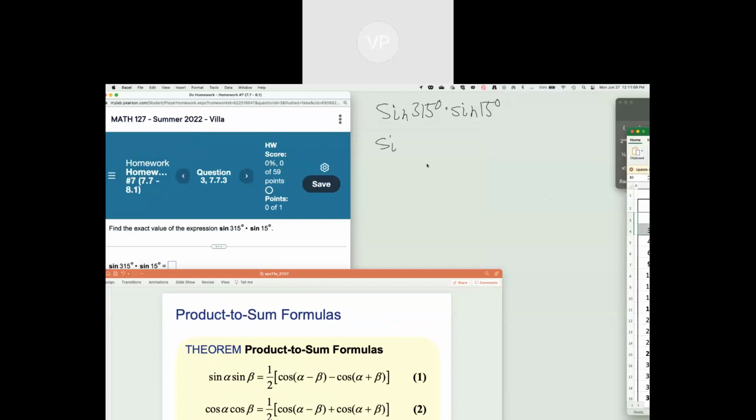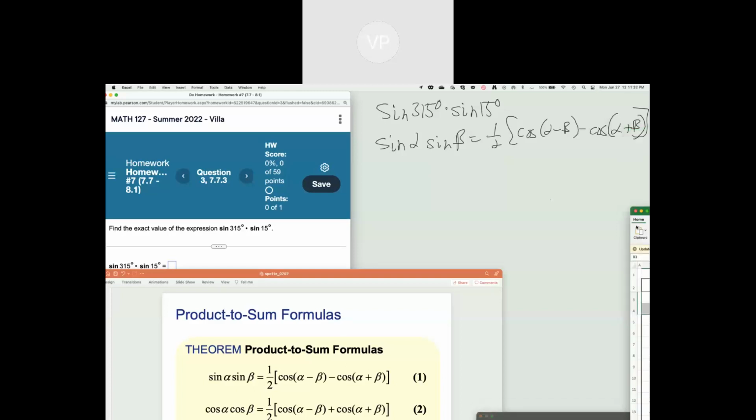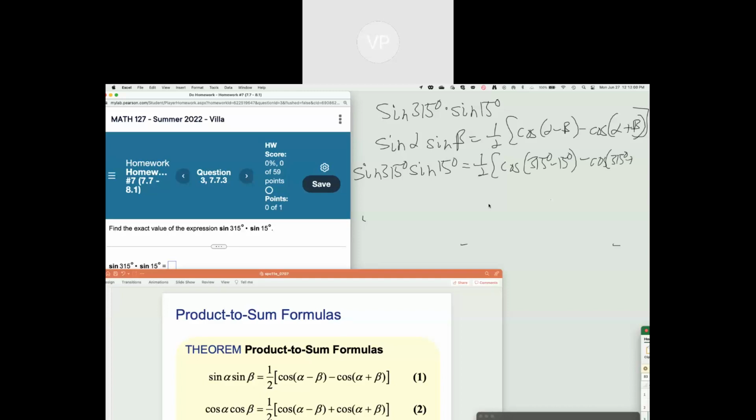So you see here, if I take the formula, sine of alpha times sine of beta, it's 1/2 cosine of alpha minus beta minus cosine of alpha plus beta. Okay, so let me move that out of the way. The object here is to make sure you plug everything in properly. So the alpha is my 315 degrees, the beta is my 15 degrees, and that's what I'm going to replace every one of these pieces with. So we get a cosine of 315 minus 15 minus cosine of 315 plus 15. And I'll clean this up a little better here. So we have a cosine ultimately of 300 degrees minus a cosine of 330 degrees.